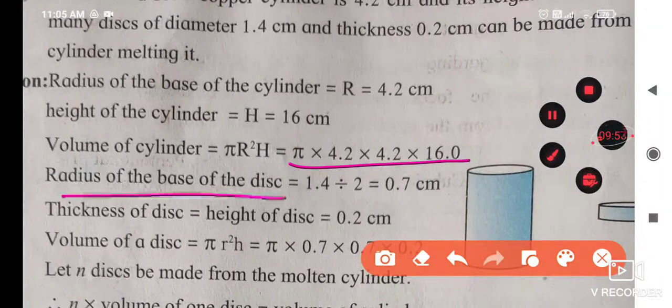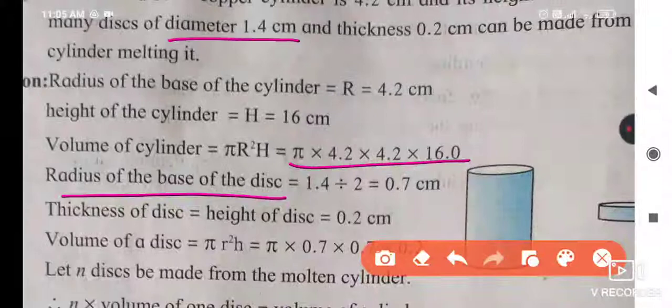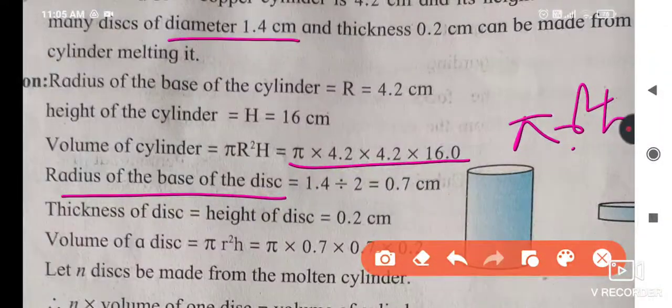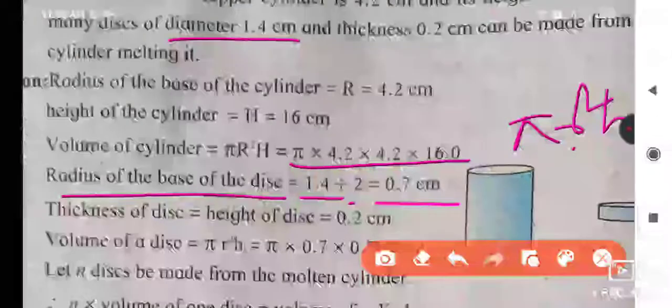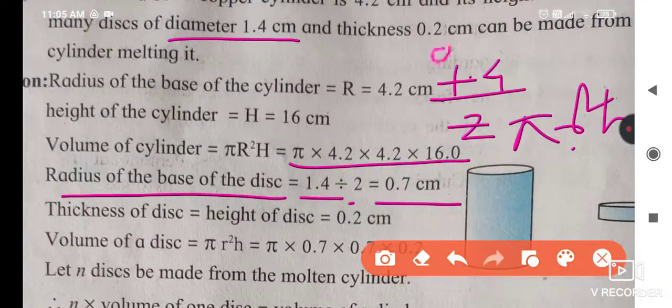Next, the radius of the base of the disc. Here the diameter of the disc is given to us, but in the formula pi r square h we want the radius. So what we have to do here is divide the diameter by 2, and you will get the required radius. So 1.4 upon 2, how are we dividing this? 1 is smaller than 2, that's why we have to put the point here, and 1 will come in front of 4, so 2 ones are 2 and 2 sevens are 14. So here 0.7 is written.